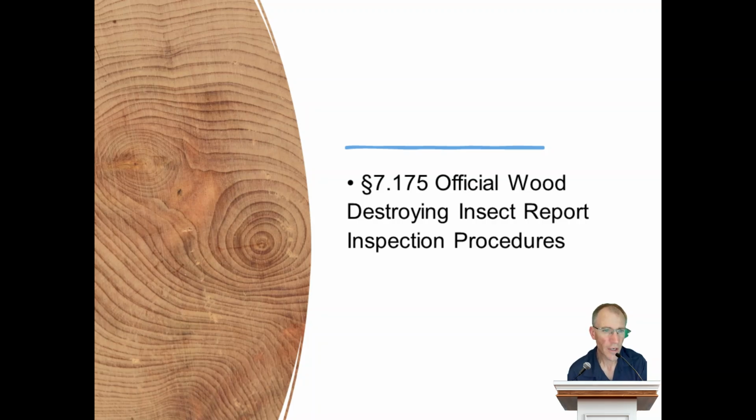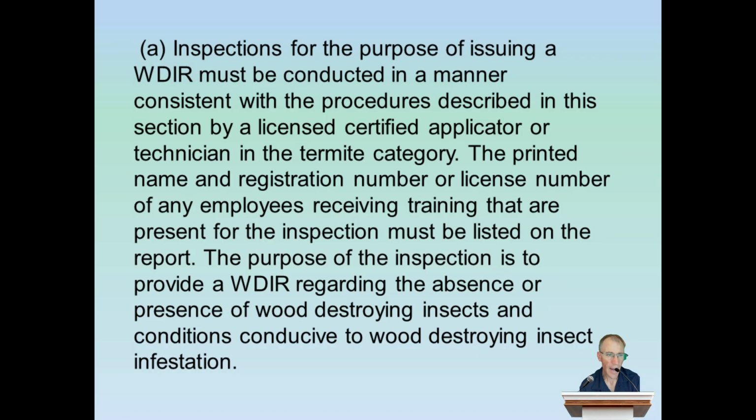7.175 Official Wood Destroying Insect Report Inspection Procedures. A. Inspections for the purpose of issuing a WDIR must be conducted in a manner consistent with the procedures described in this section by a licensed certified applicator or technician in the termite category. The printed name and registration number or license number of any employees receiving training that are present for the inspection must be listed on the report.